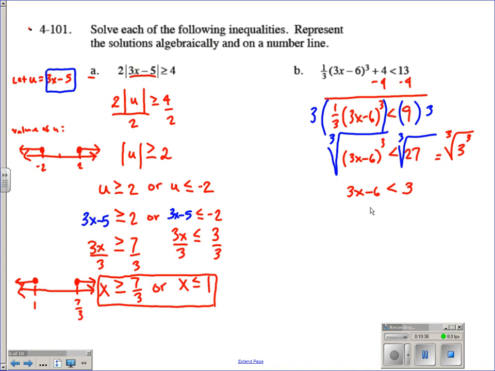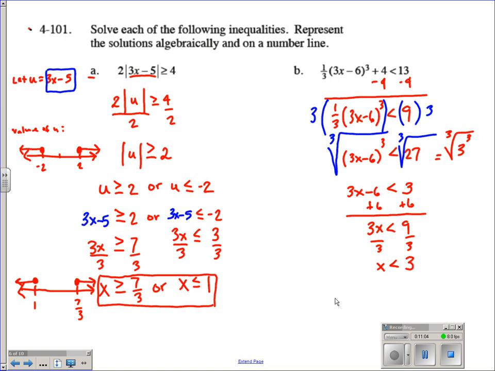Now we just got to finish solving it for x here. So let's subtract 6. I'm sorry, add 6 to each side. You get 3x is less than 9. 3 times what is 9? That would be 3. So we know that x has to be less than 3.